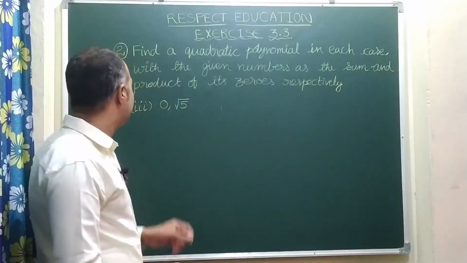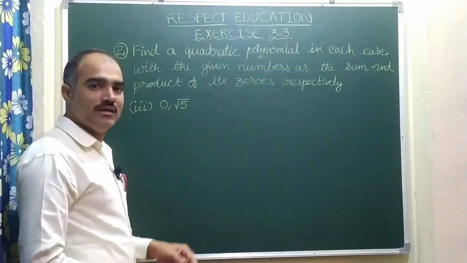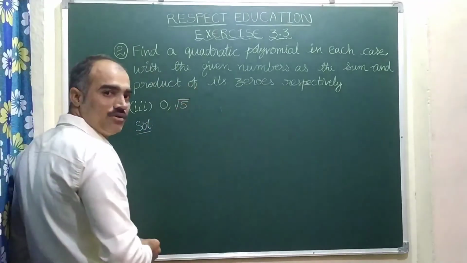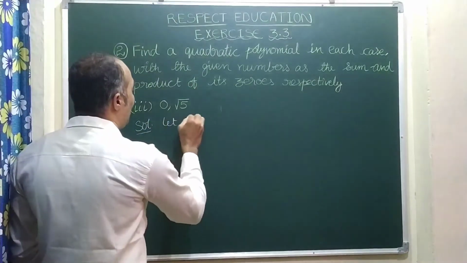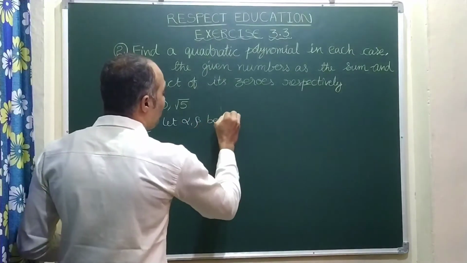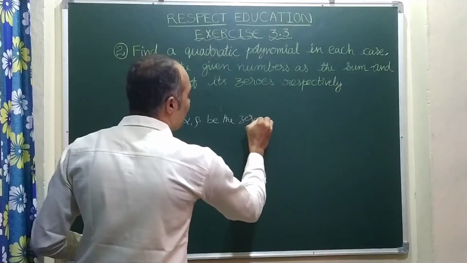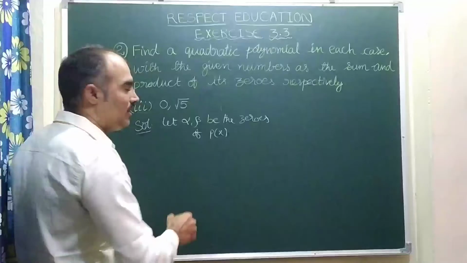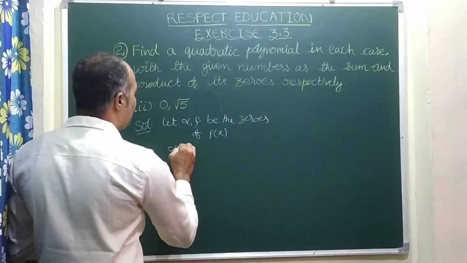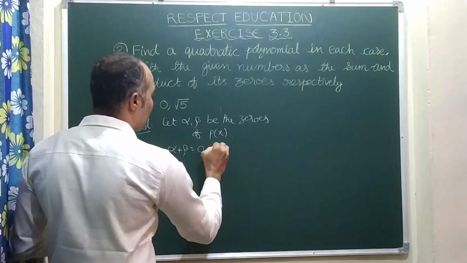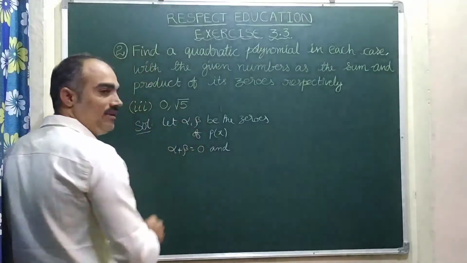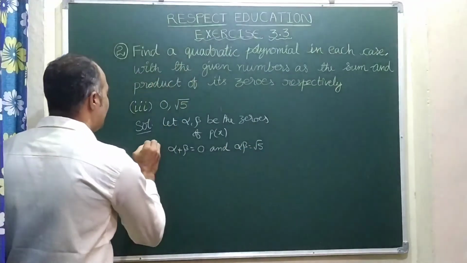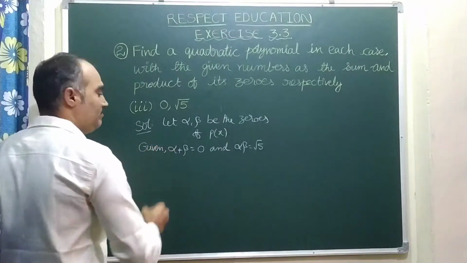Now let us see next bit, that is third bit, 0 and root 5. So here 0 indicates sum of the zeros. So here let alpha comma beta be the zeros of required polynomial, that is p of x. So here this first one indicates sum of the zeros, so alpha plus beta equal to 0, and this second one indicates product of the zeros, alpha into beta equal to root 5. These are the given values, so I am writing given.